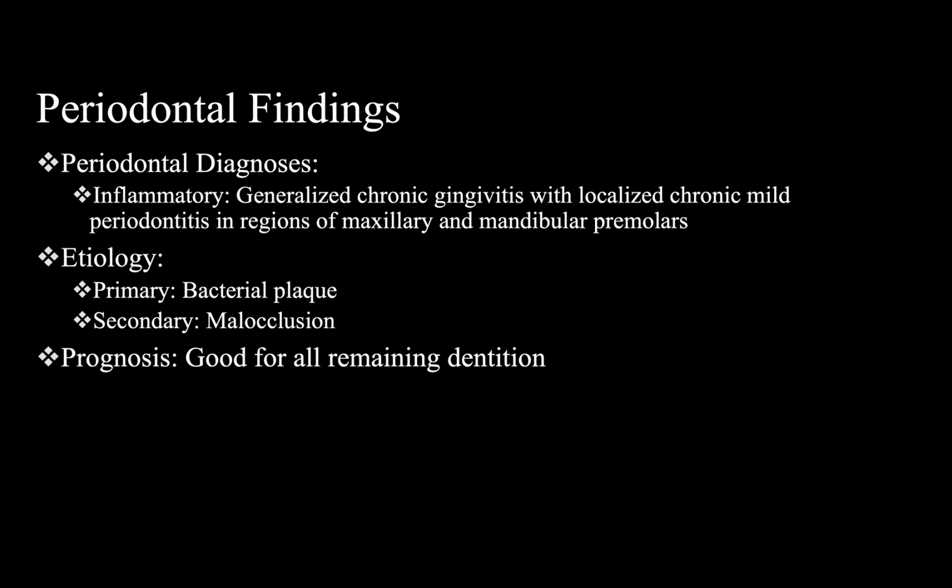the maxillary and mandibular premolars, with the primary etiology of bacterial plaque and secondary etiology of malocclusion, with the prognosis good for all remaining dentition, assuming that there was improved oral hygiene and necessary scaling and root planing, which we'll talk about in a little bit.